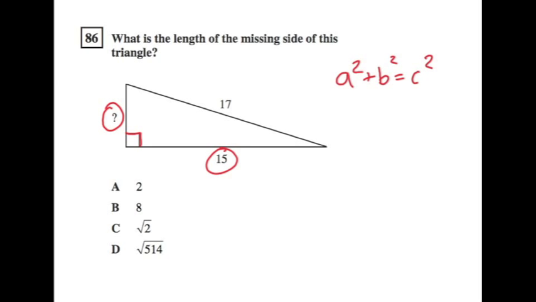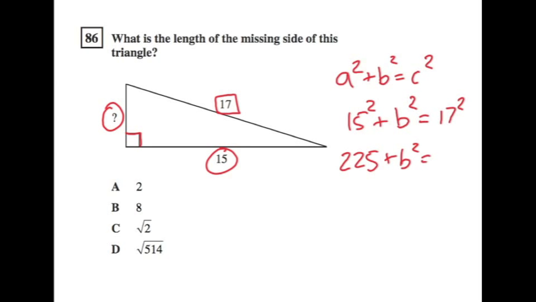So our leg is 15. We're going to square that. We don't know what the other leg is. That's why there's a question mark there. So we're going to leave it as b squared. And our hypotenuse is 17. So 17 squared. So 15 squared, I know that is 225, plus b squared equals 17 squared. I don't know what 17 squared is, so I'm just going to go ahead and multiply 17 by 17 manually to get that answer. That is going to give me 289.